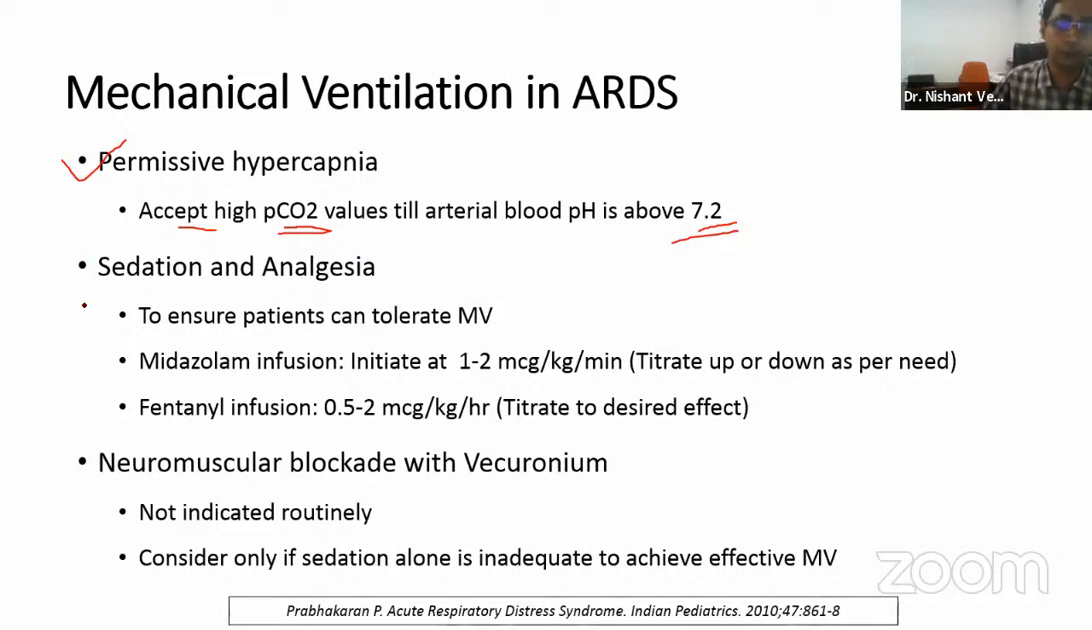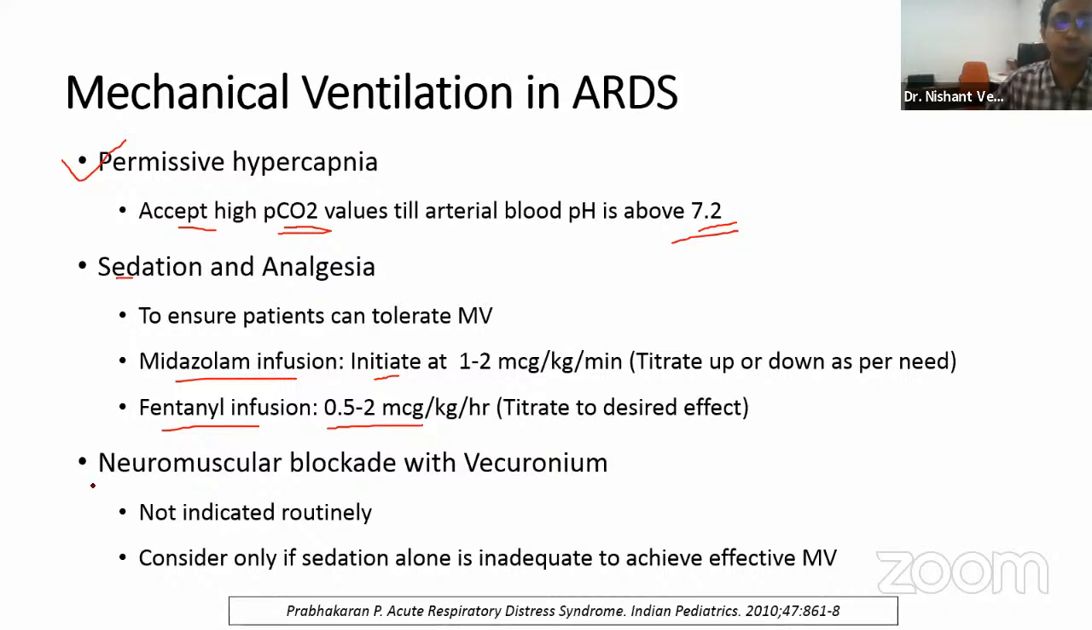Sedation and analgesia. Children will not feel comfortable on ventilation with these settings. So you need to sedate them. You need to give analgesia to them. So for sedation, we would use midazolam. It can be initiated at 1 to 2 microgram per kg per minute, and dose can be titrated up or down as per the need of a particular child. For analgesia, you can use fentanyl infusion at 0.5 to 2 mics per kg per hour. Again, dose can be titrated to achieve the desired effect.